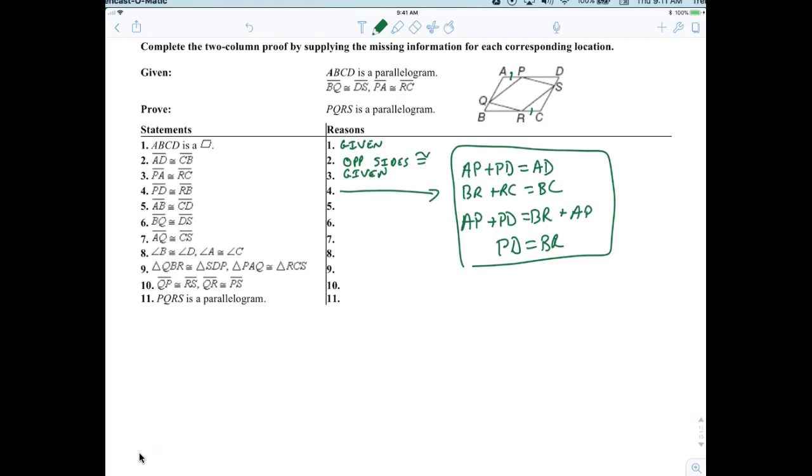Because we're trying to prove that PD is congruent to BR. How is that the segment? Oh, no, no. You with me now? No, don't worry. All right. I'm listening.